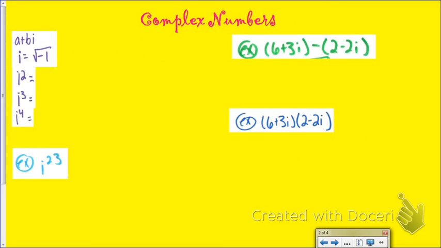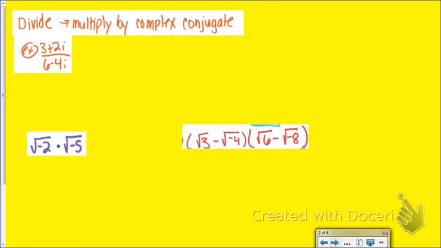Okay, so that was addition, subtraction, and multiplication. When you do division, what you're really doing is similar to what you did with square roots. We're trying to get this in that a plus bi format for our final answer. So what we need to do is multiply by the complex conjugate. So you guys learned the conjugate.